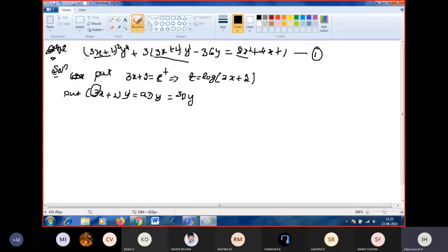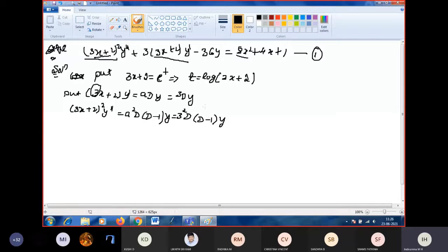Next, what do we have to substitute for 3x plus 2 whole square into y double dash? It is a square into d into d minus 1 into y, where a is 3, so 3 square into d into d minus 1 into y. Okay. Substitute all these values in equation 1.